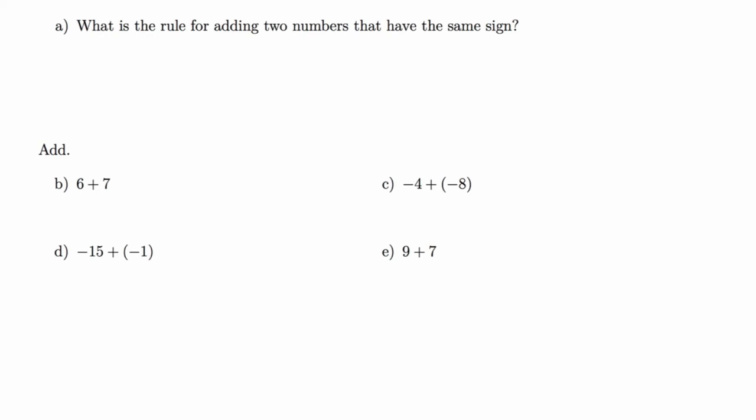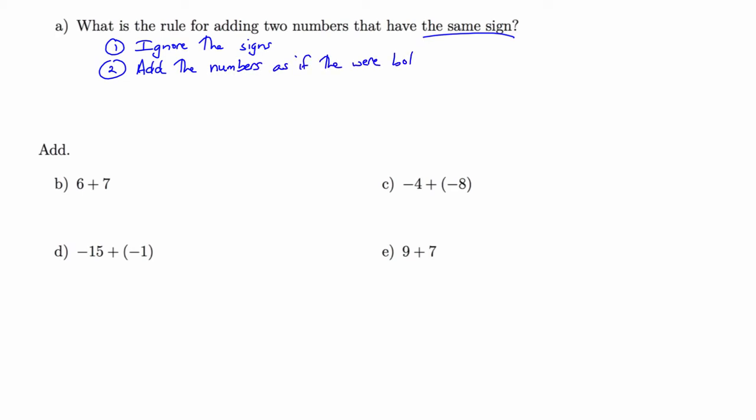In this video, we will review the rules for adding numbers that have the same sign or adding numbers that have different signs. In Part A, what is the rule for adding two numbers that have the same sign? If the two numbers have the same sign, you begin by ignoring the sign, adding the numbers as if they were positive numbers, and then applying the common sign from the numbers.